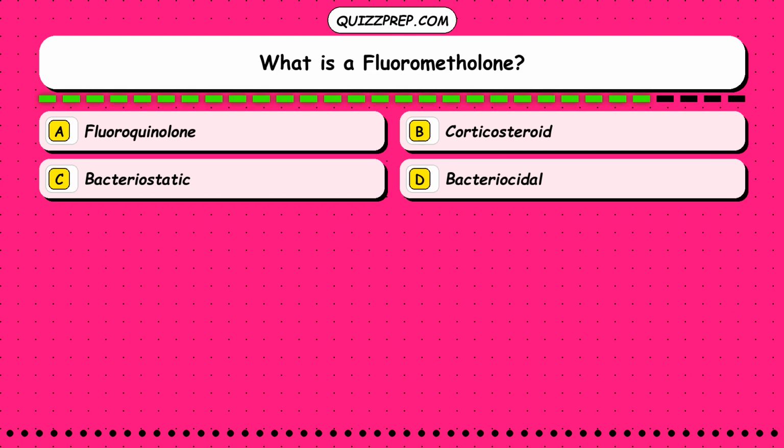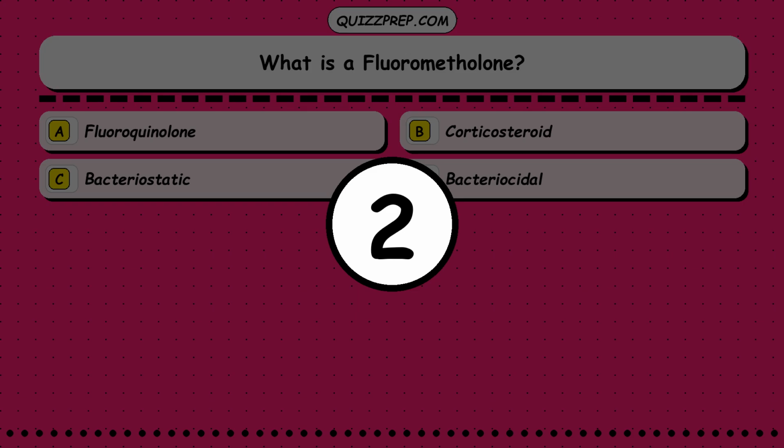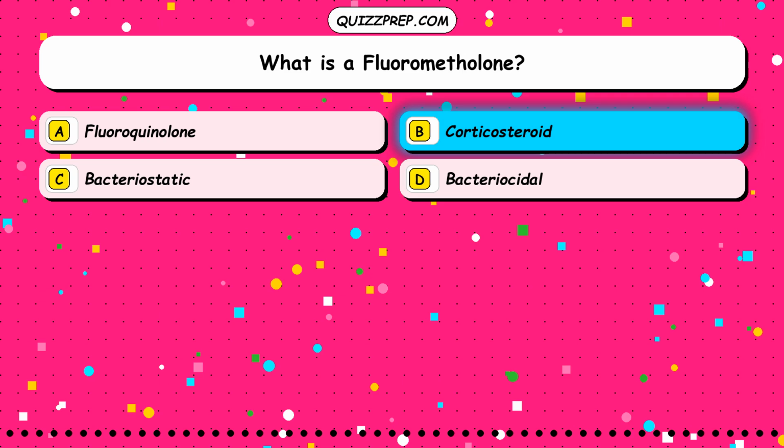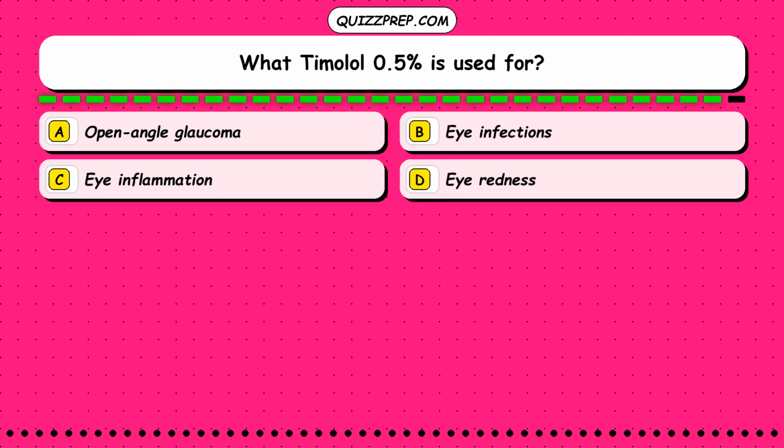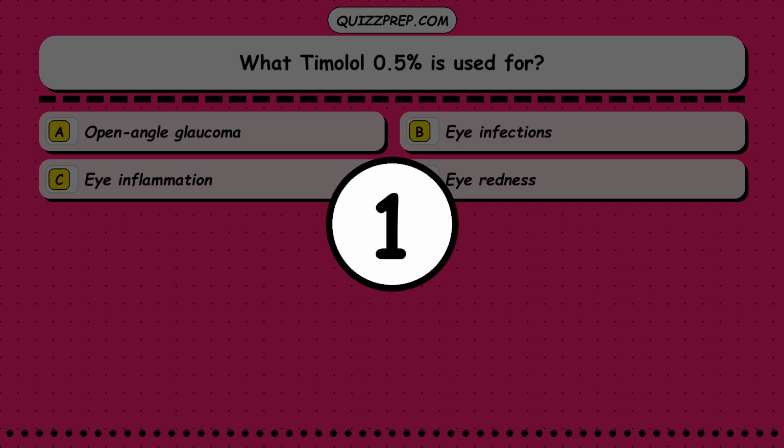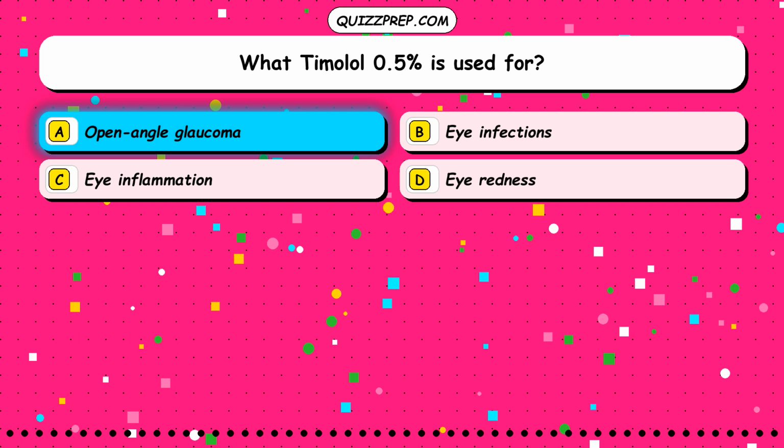Question 181. What is a fluorometholone? Option A, fluoroquinolone. Option B, corticosteroid. Option C, bacteriostatic. Option D, bactericidal. The correct answer is option B, corticosteroid. Question 182. What is timolol 0.5% used for? Option A, open-angle glaucoma. Option B, eye infections. Option C, eye inflammation. Option D, eye redness. The correct answer is option A, open-angle glaucoma.